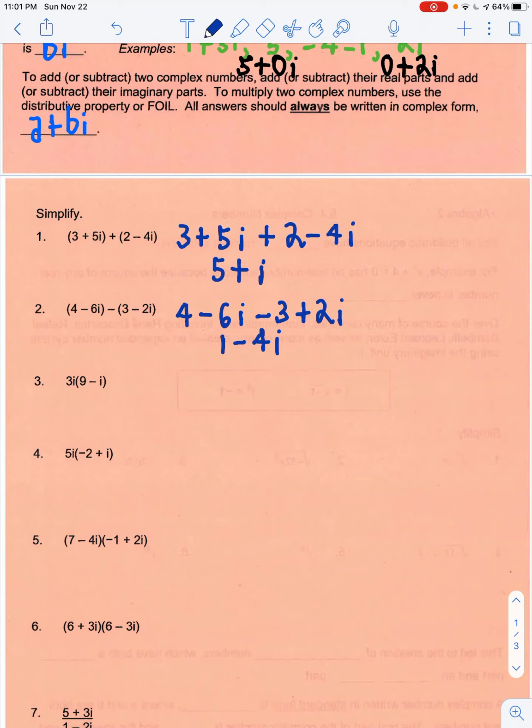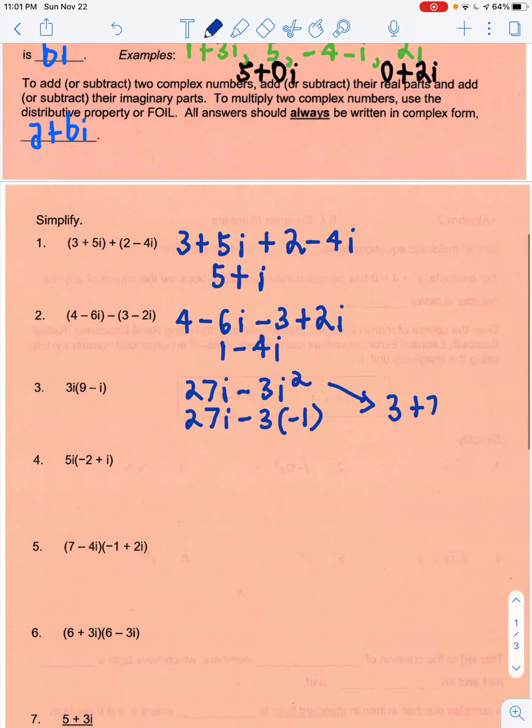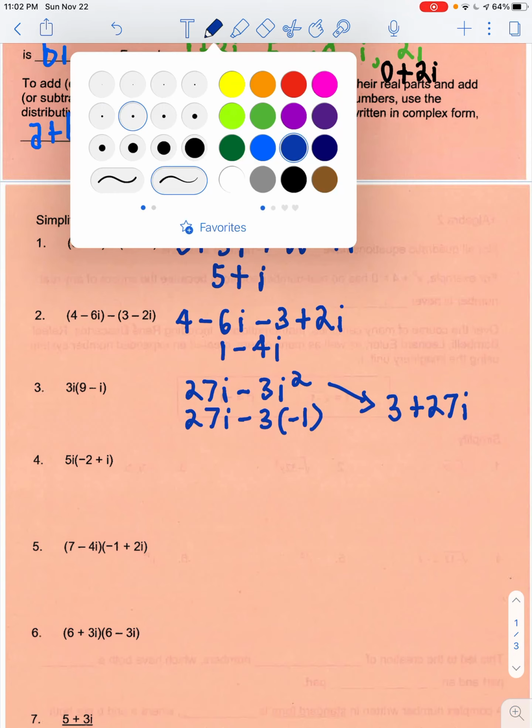Number 3, I'm distributing here 3i, and I take 3i times 9, and that gives me 27i. And then the 3i times the negative i becomes a negative 3i squared. Of course, we have to keep in mind that i squared is really negative 1. So that really means that we have a positive 3. And what we're looking for is to have our final answer in complex form. So that would be 3 plus 27i. We want the real part first.